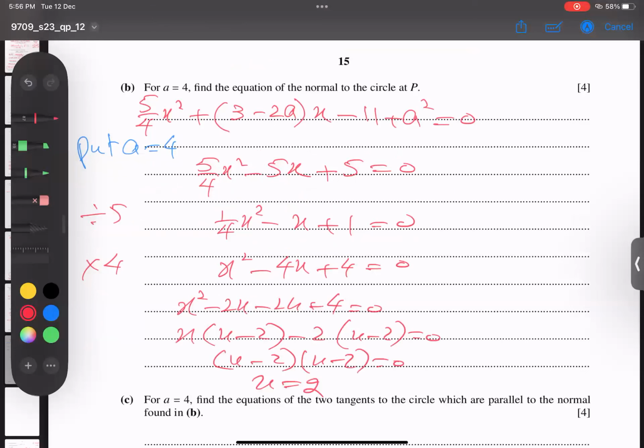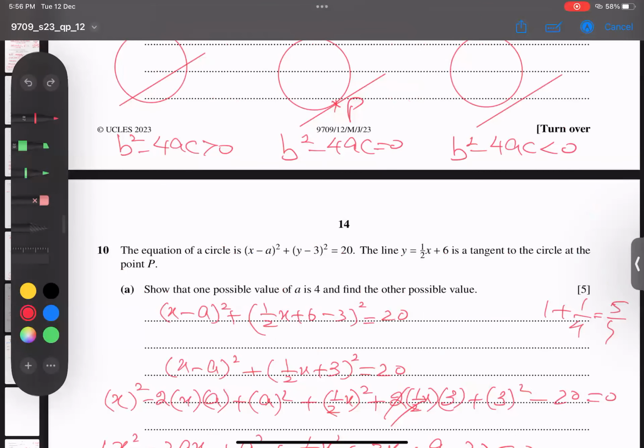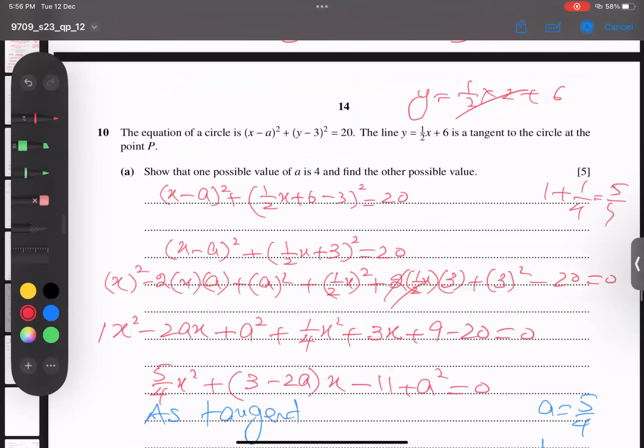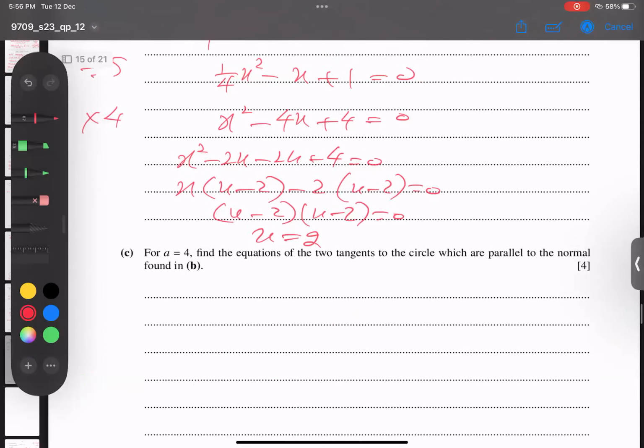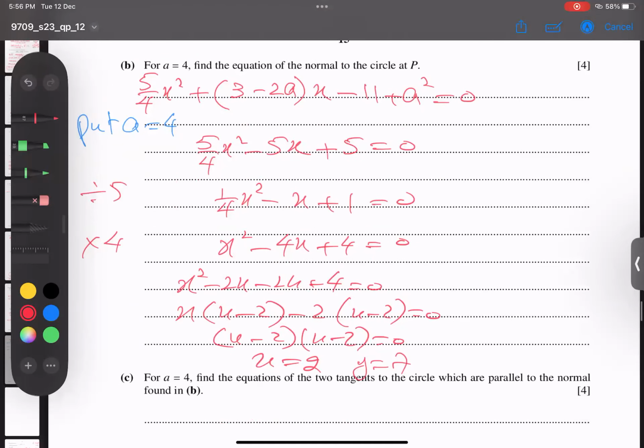I got x equals 2. So the P coordinate, the x coordinate is 2, but y is still missing. And that x equals 2, we can put it here even. For example, when I plug in 2 here, this cancels, I got a 7. So y is 7. X is 2, y is 7. So students, I think this part is very clear.